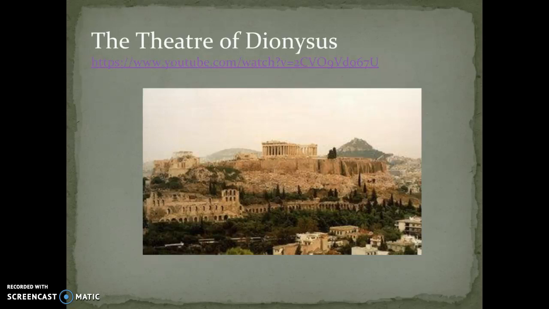It was a part of a larger area, kind of like a church, like a campus there, tied to the worship of the god Dionysus. That god's focus was wine, merriment, and theater. The comedies and tragedies were later added to the yearly festival in March and April.